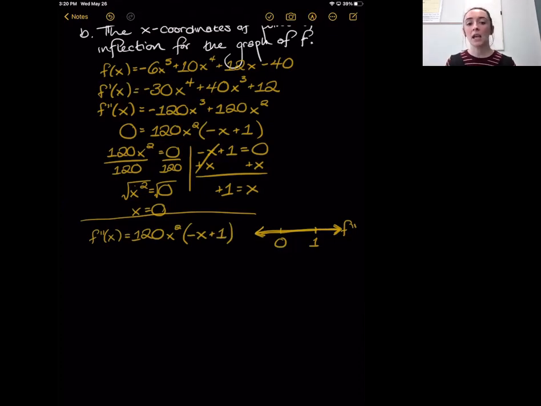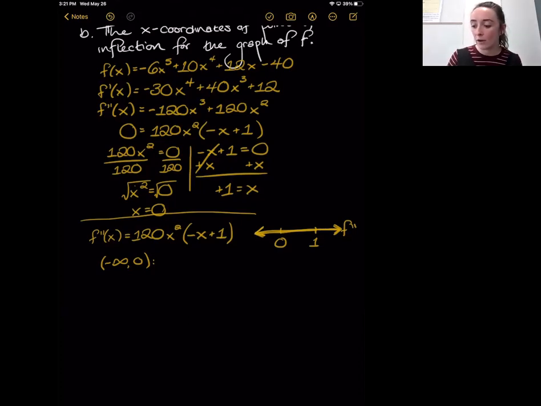And now I want to pick a value in each of these intervals. So let's start with the interval from negative infinity to 0. And I want to pick an easy x value to work with. Usually 0 and 1 are the easiest x values to work with. Unfortunately, those are our two dividing points of our intervals, so we're not going to be able to use those. Let's try to pick the next easiest one.